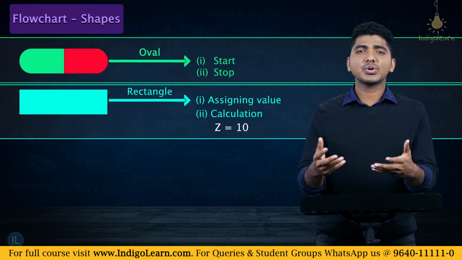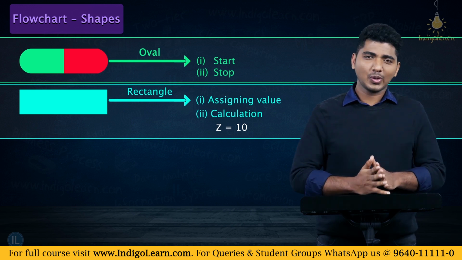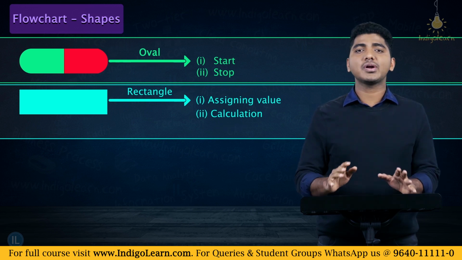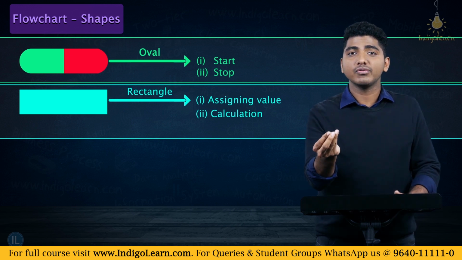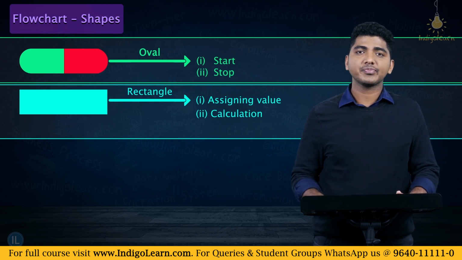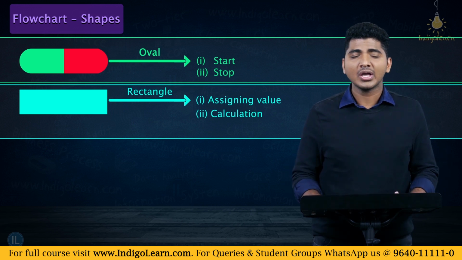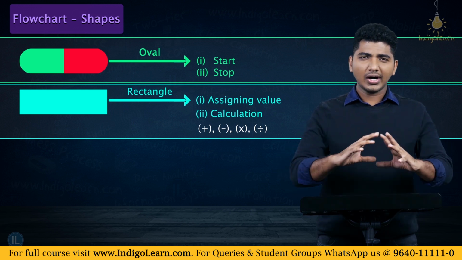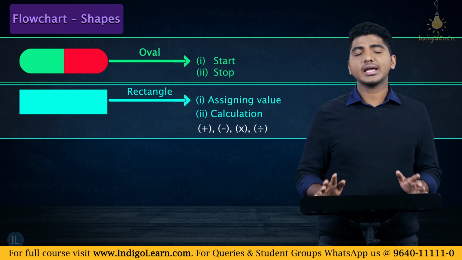If you want to say z is equal to 10, how will you tell? You will put it in a rectangular box and say z is equal to 10. Now you may ask, what is this x, what is this z? We will solve it when we do a problem. But first we need to understand which shape to use where. So whenever you are assigning a value for a variable, you will use this rectangular box. One more place where you will use the rectangular box is whenever you are doing a computation or calculation. You may do addition, subtraction, multiplication, division. All these different mathematical computations, whenever you do them, you use this rectangular shape.